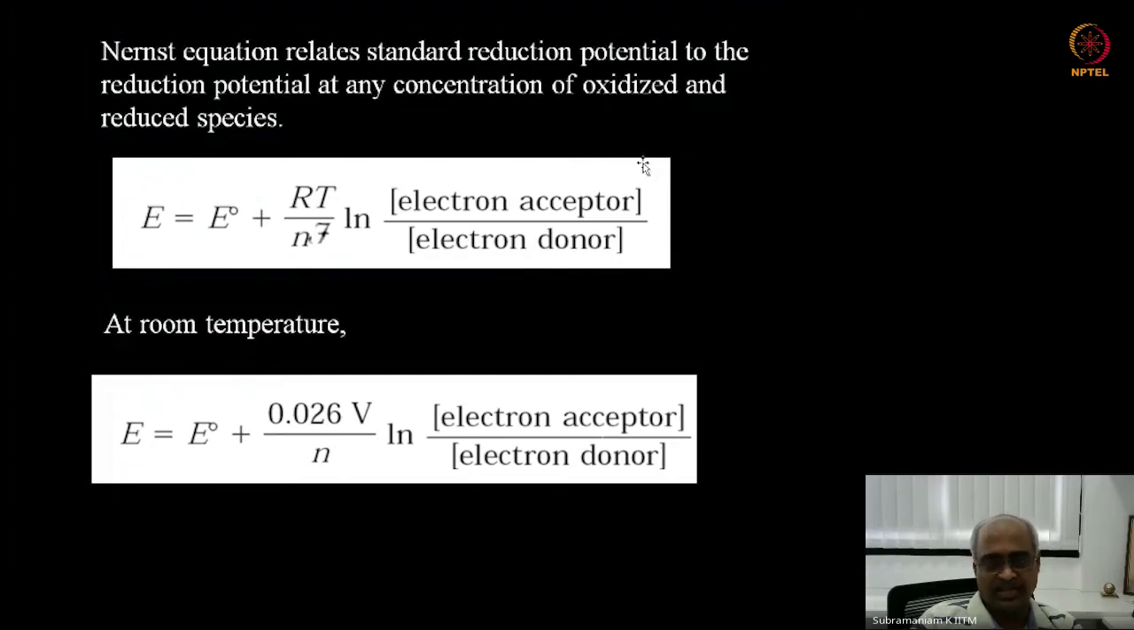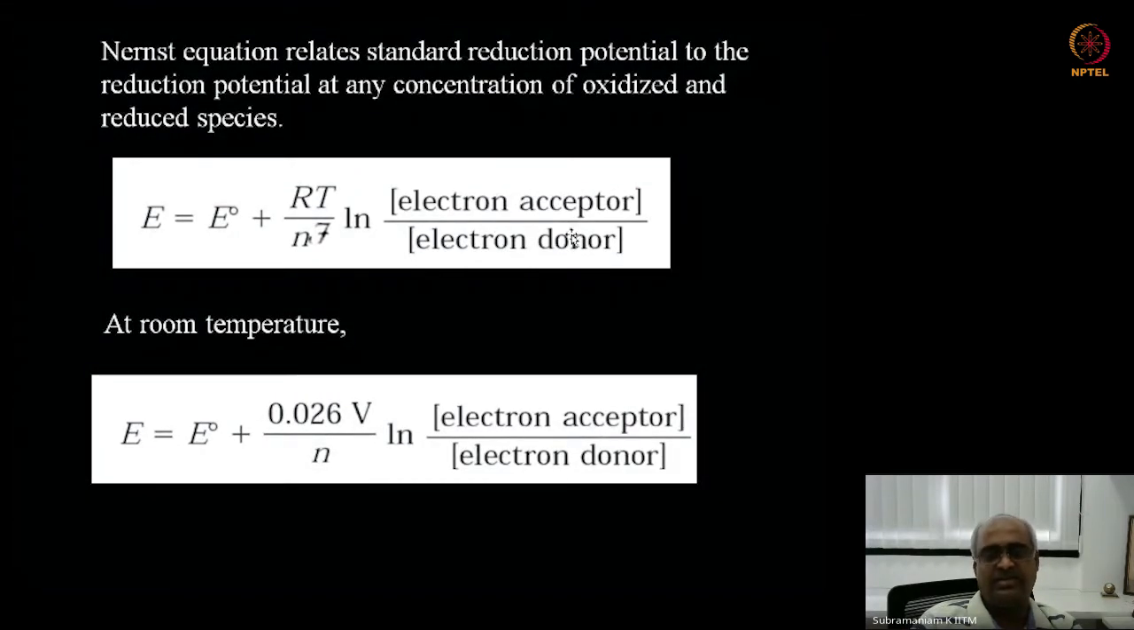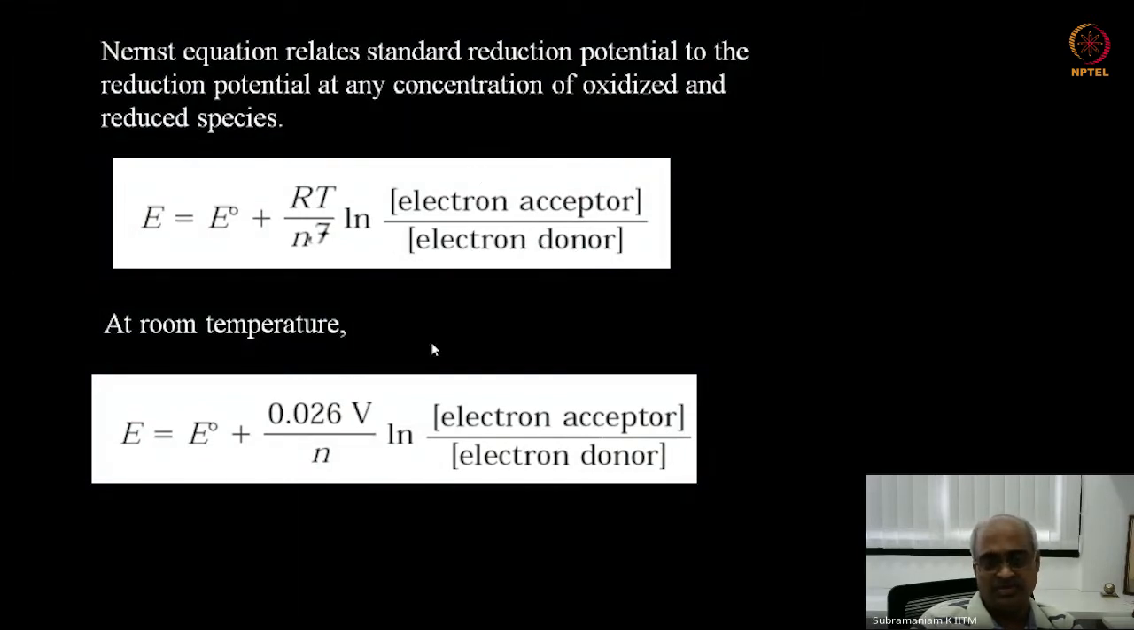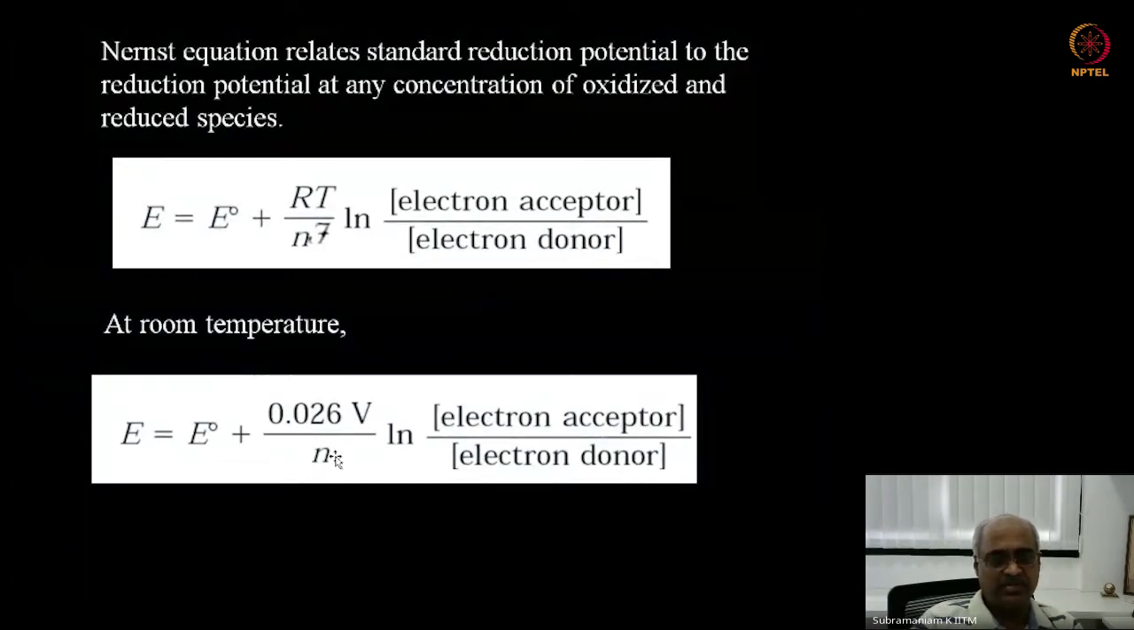So normally we take the reduction potential of the electron acceptor as a ratio, in the numerator, and in the denominator we have the electron donor. So the high reduction potential versus low reduction potential. At room temperature, if you substitute the value of Faraday's constant, the number of electrons involved in this transfer, the gas constant and absolute temperature, then it simplifies to this. Okay, so these are constant. Therefore the value depends on the number of electrons, which depends on what your redox pair is.